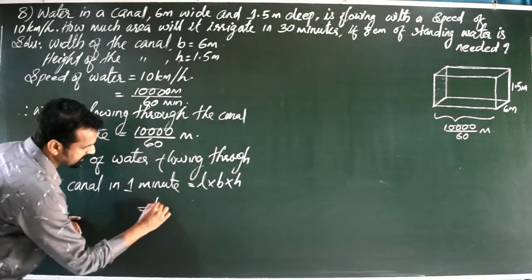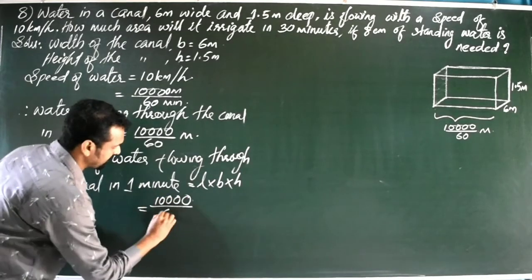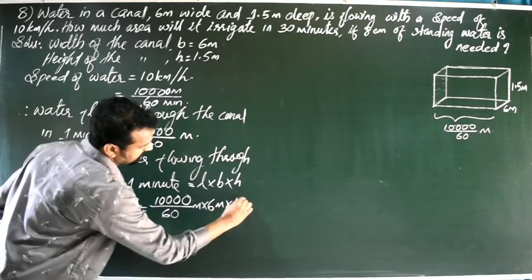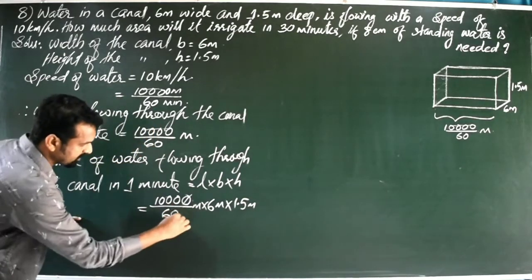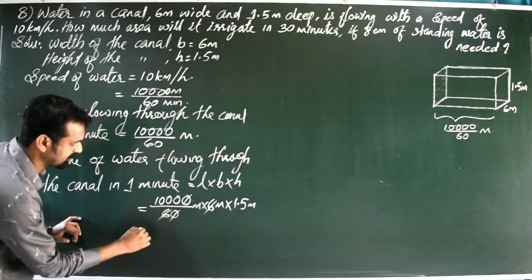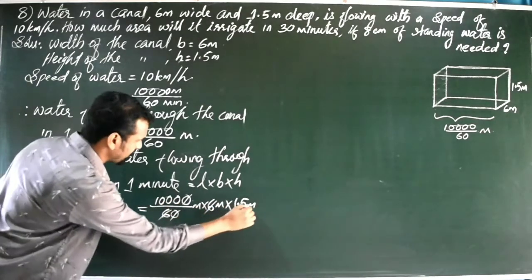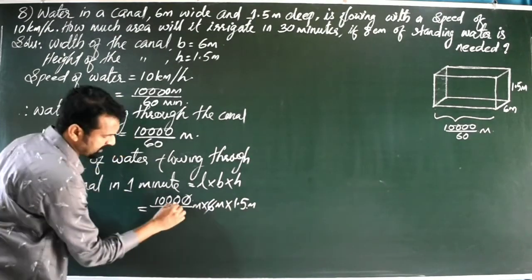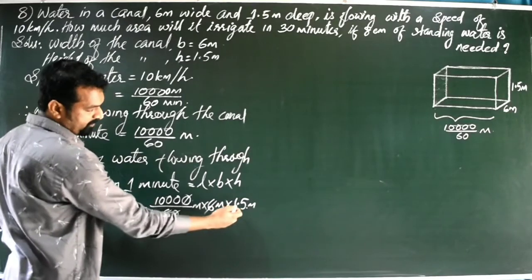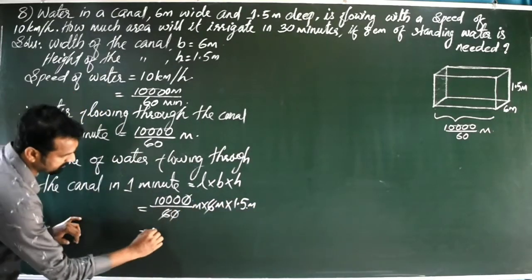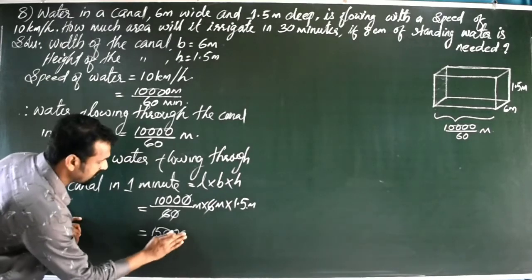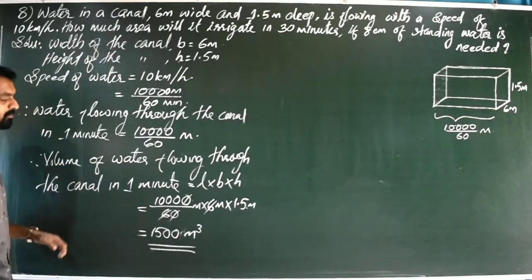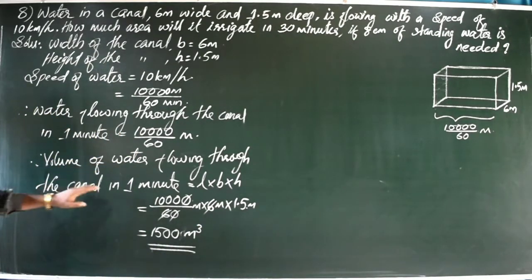That is equal to 10,000 divided by 60 meter into breadth is equal to 6 meter into height is equal to 1.5 meter. Now 0 we can cancel here. 6 divided by 6 we can cancel. That is equal to 1000 into 1.5. 1000 into 1.5 is equal to, what is the answer? Then 1.5 into 10, if you multiply this we can remove the decimal point. Then 15 into 100 it will come. That is 1,500. 1,500 meter into meter, that is meter cube. 1,500 meter cube water is flowing through the canal in 1 minute.